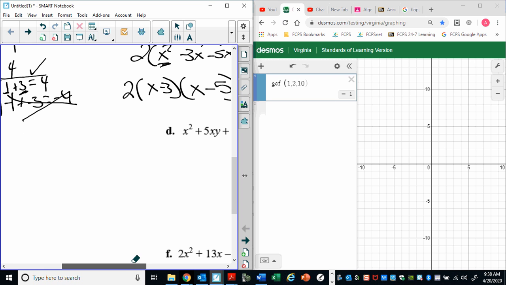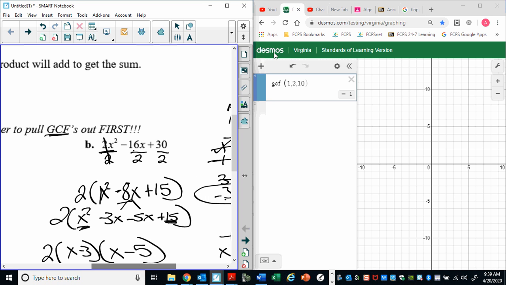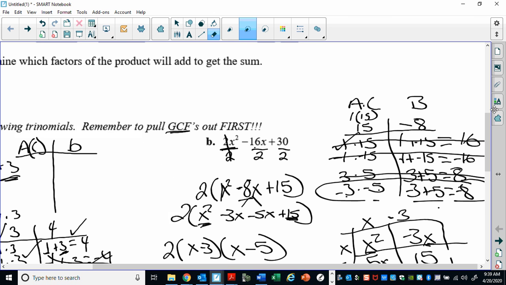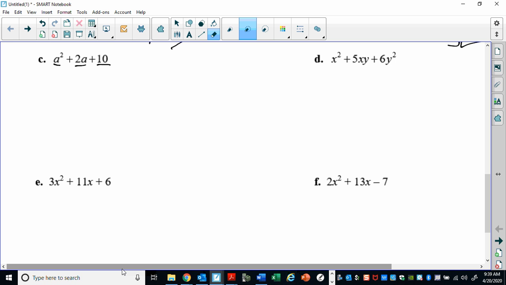Now, let's go back up to the problem we had just done. Go to Desmos, and you put in 2, 16, and then 30. What you will see is that the greatest common factor is 2. I just did that in my head, but I know sometimes it takes you a while to figure it out. Go ahead, cut that extra time out, put it right in Desmos. Use the tools that you are given to be as successful as you can be, right?